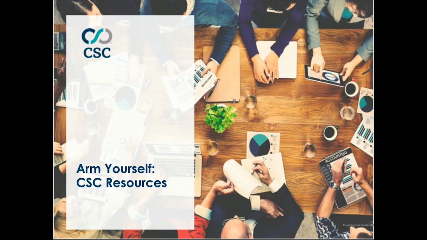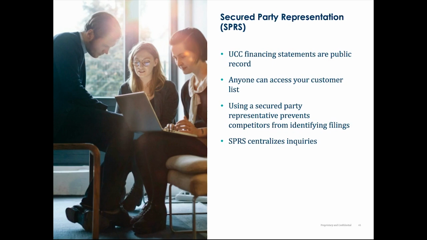Next up is arming yourself, CFC Resources. Another feature we have is called secured party representation, or commonly Spurs. With Spurs, as you know, UCC financing statements are public record. That means anyone can access your customer list by running a search. By using a secured party representative like CSC, you'll prevent your competitors from identifying filings. Spurs also centralizes inquiries. We have a dedicated team here at CSC that handles Spurs inquiries, takes the inquiry and forwards it to the affected secured party to let them know an inquiry has been made, and then the secured party can take action however they deem appropriate.